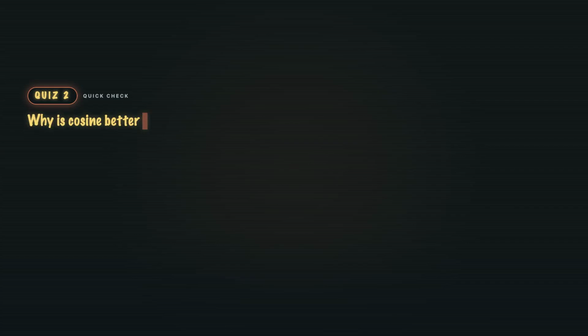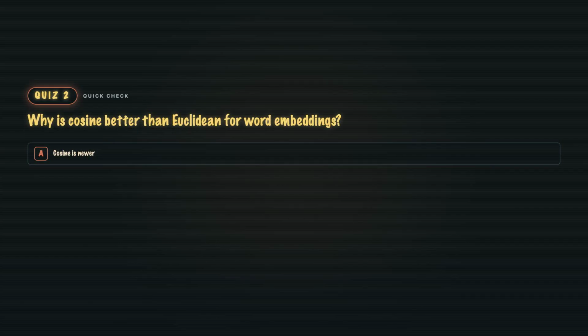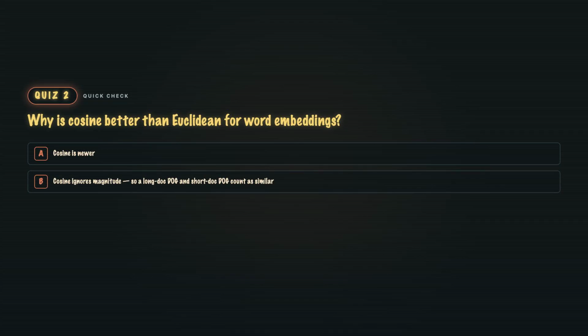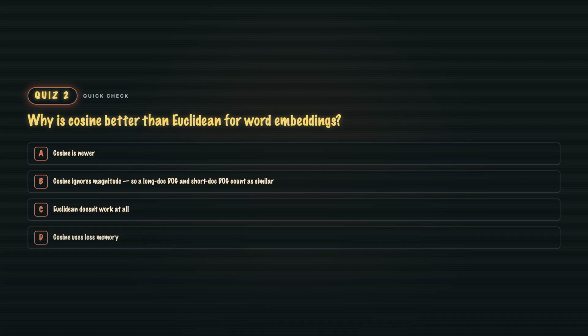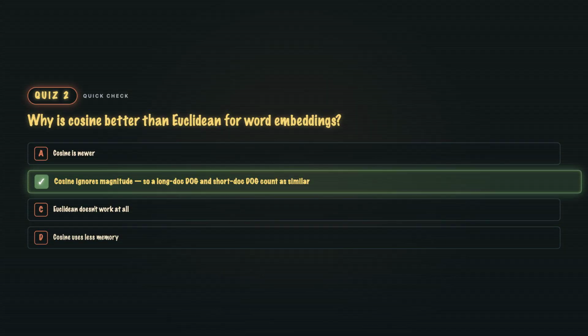Quiz 2. Why is cosine better than Euclidean for word embeddings? A. Cosine is newer. B. Cosine ignores magnitude, so a long doc about dogs and a short doc about dogs count as similar. C. Euclidean doesn't work at all. Or D. Cosine uses less memory. B. Magnitude independent. In embeddings, vector length correlates with things you don't care about: word frequency, document length. Cosine strips that out and keeps only direction, which is what carries meaning. Euclidean can't do that.